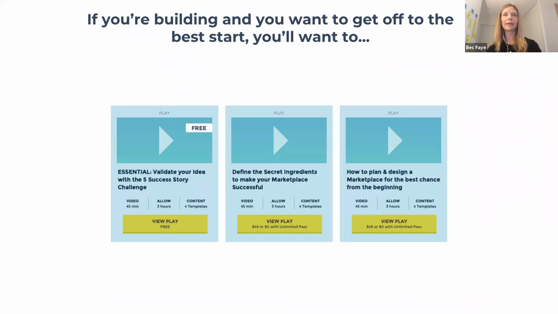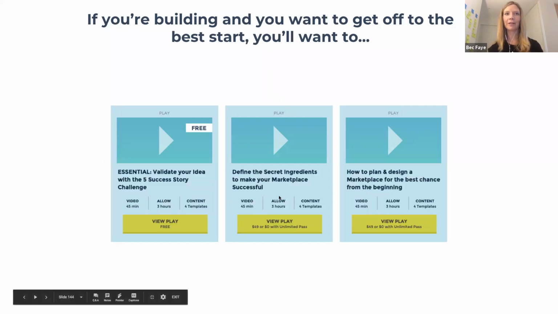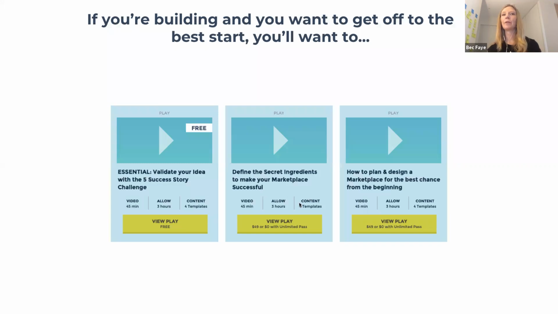So if you're building a marketplace and you want to get off to the best start, example plays could be things like validating your idea using the 5 Success Story Challenge, defining the secret ingredients to your marketplace, and how to plan and design your marketplace for the best chance of success from the beginning.